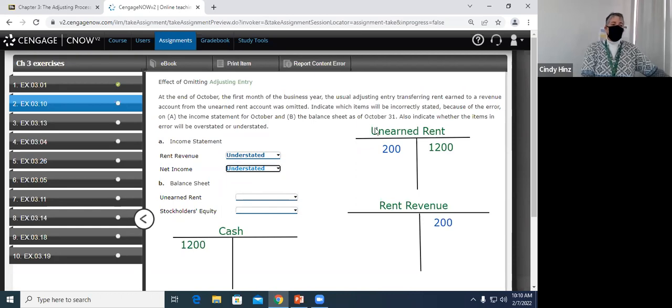How about on the balance sheet? So this unearned rent, remember, is a liability. If we didn't include this blue adjusting entry, the balance in our unearned rent account would still show at $1,200. How much rental space do we actually still owe them at the end of October? What should the balance in that unearned rent account be? That's just $1,000. So if we don't make that adjusting entry, the unearned rent account, that liability, is overstated by $200. And because our income was understated, our stockholders' equity will also be understated.